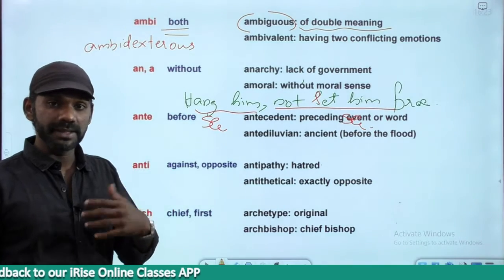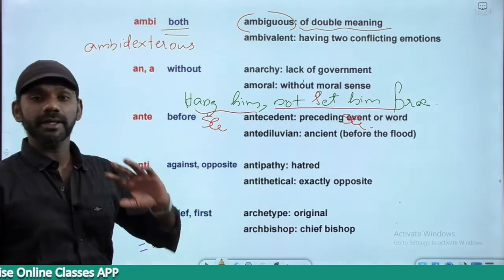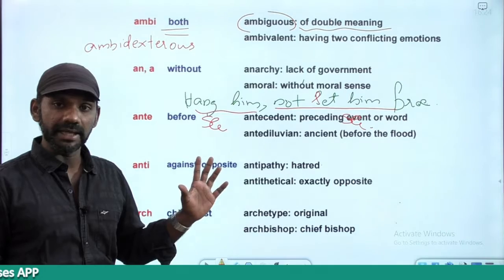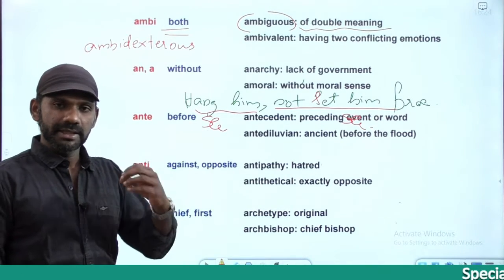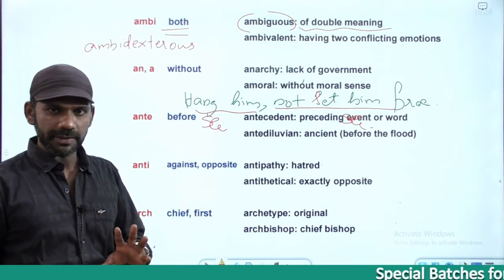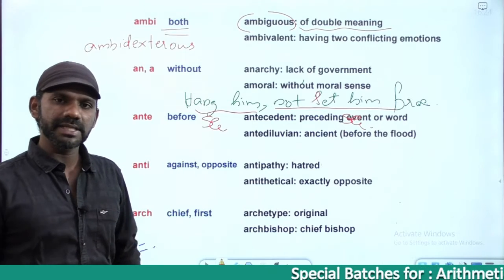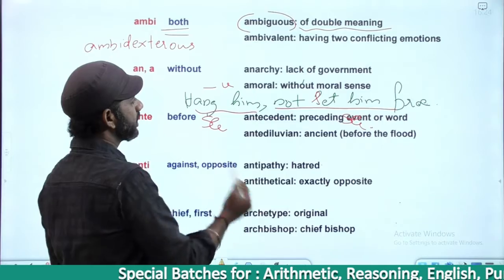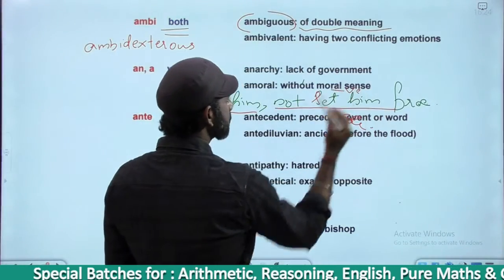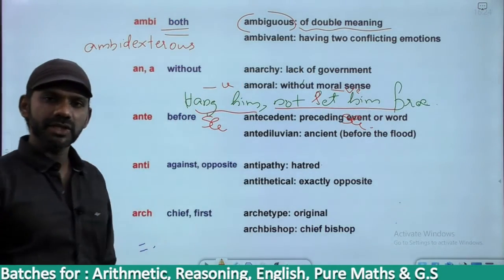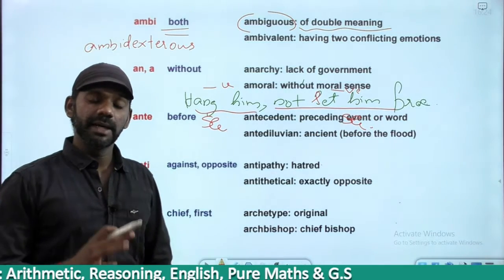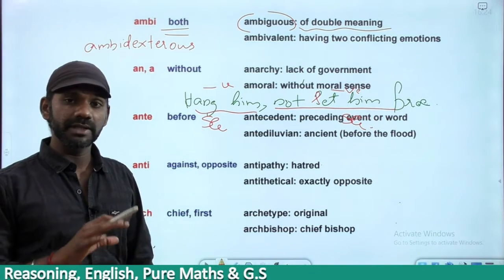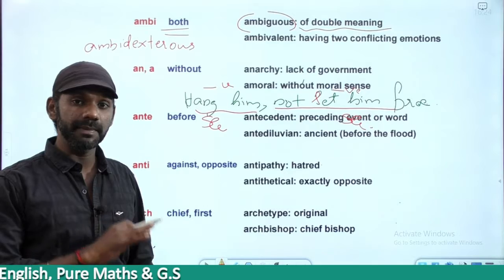The exactly opposite meaning. Hang him, not let him free means he should be hanged, he should not be let free. It conveys the exactly opposite meaning. Right. Now the whole sentence is negatively charged or positively charged? Hang him is negative, not let him free is also negative. Can double negation be applied here? No. Double negation can be applied only when two negative terms come in the same idea.